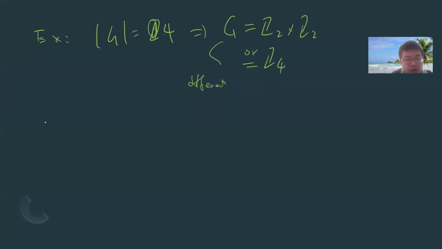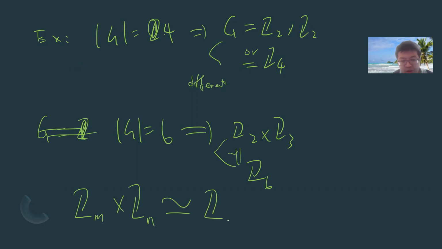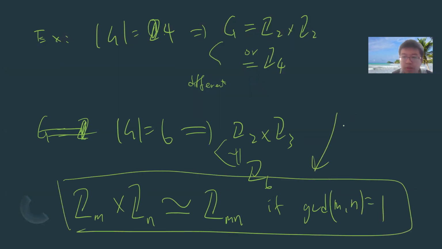Let's say you want to find abelian groups of order 6. Then it can at most be Z2 cross Z3 and also Z6, but they are isomorphic. I previously proved this using the Chinese remainder theorem: Zm cross Zn is isomorphic to Zmn if GCD of m and n is 1. You can go to my previous two videos and see the proof.